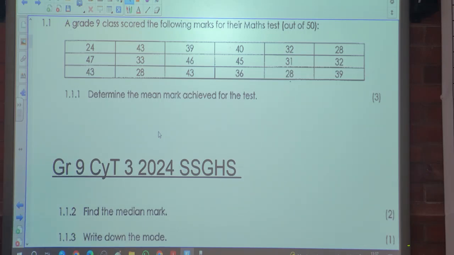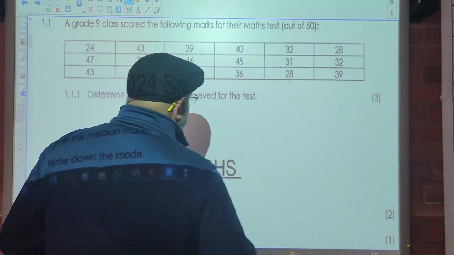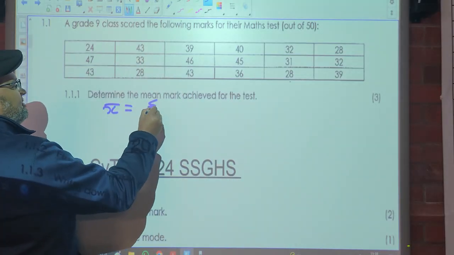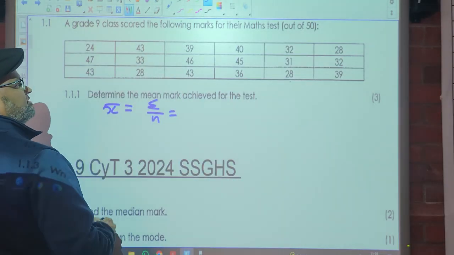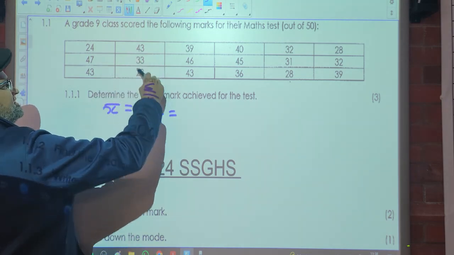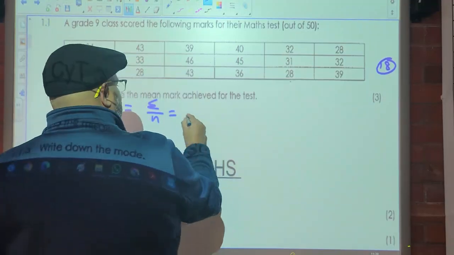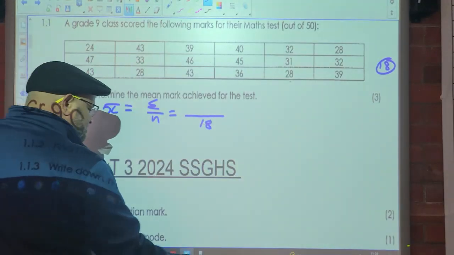So the question says determine the mean mark achieved for the test. To calculate the mean, we're going to take the sum of the numbers divided by the number of numbers here. And we establish here 3, 6, 9, 12, 15, 18 numbers in total. So it will be divided by 18. So what I'm going to do is sum the numbers.